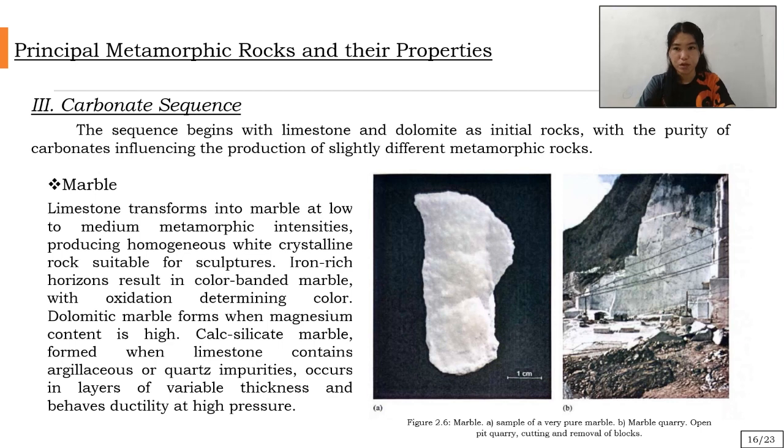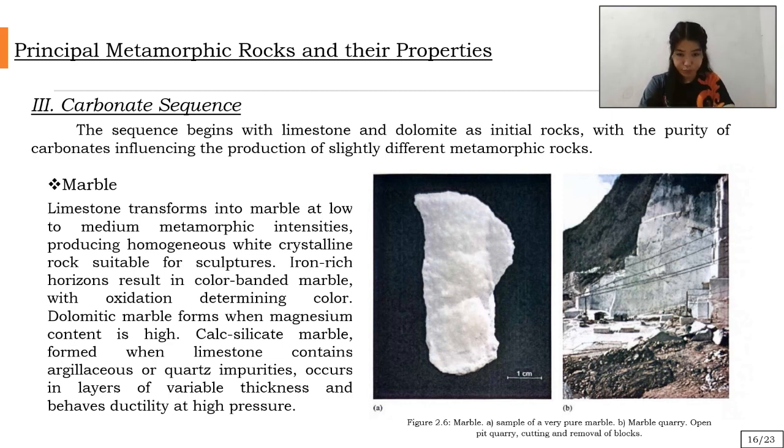So now let's proceed to marble, which is under the carbonate sequence. Marble: limestone transforms into marble at low to medium metamorphic intensities, producing homogeneous white crystalline rocks suitable for sculptures. Iron-rich horizons result in color-banded marble, with oxidation determining color. Dolomitic marble forms when magnesium content is high. Calcsilicate marble forms when limestone contains argillaceous or quartz impurities, occurs in layers of variable thickness, and behaves ductilely at high pressure.